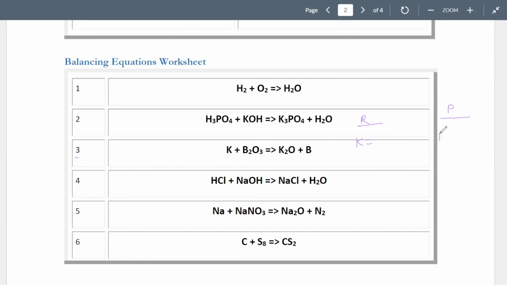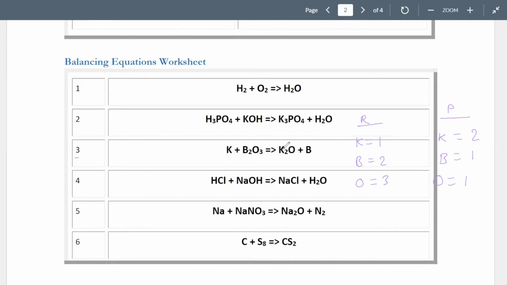So potassium, potassium, boron, boron, and oxygen, and oxygen. So on the reactant side, we have 1, on the product 2. It's 2 over here on the reactant side, and on the product side, we have just 1. When you look at the oxygen, we have 3 over here, and on the product side, we have 1.